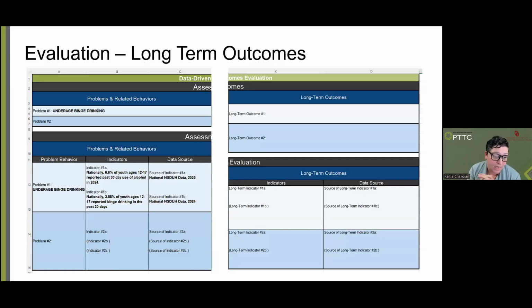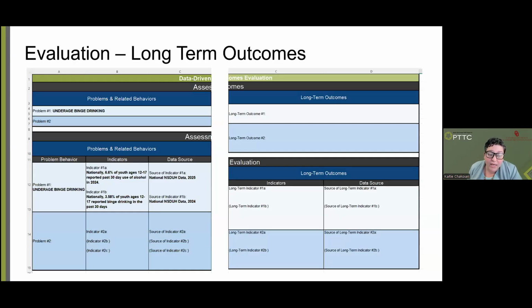So if our indicator on the problem side was these national past 30-day usage rates, what might be our indicator of a successful long-term outcome? So I'll repeat that question. What would be an indicator of a successful long-term outcome related to underage binge drinking? Decreased overall rate of binge drinking.